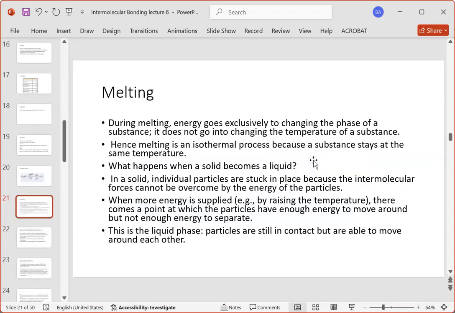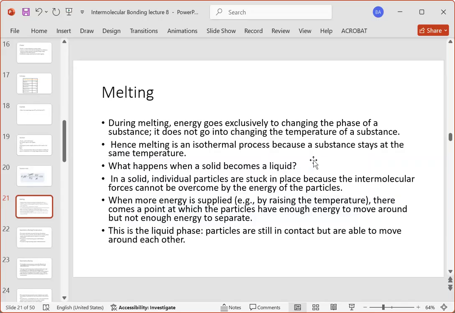During melting, energy goes exclusively to changing the phase of a substance. It does not go into changing the temperature of a substance. Hence, melting is an isothermal process. When we say isothermal, we're talking about a constant temperature process, because a substance stays at the same temperature. You have isothermal, you have isobaric, you have isochoric. Isobaric means same pressure. Isochoric means same volume.